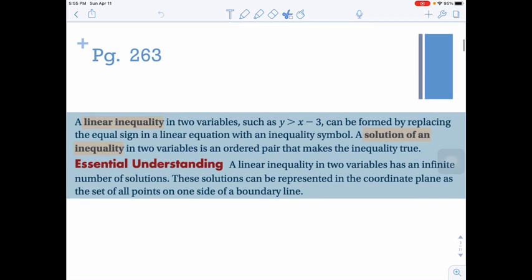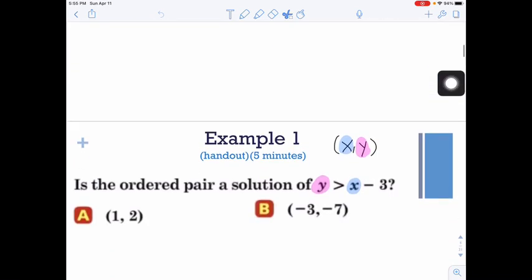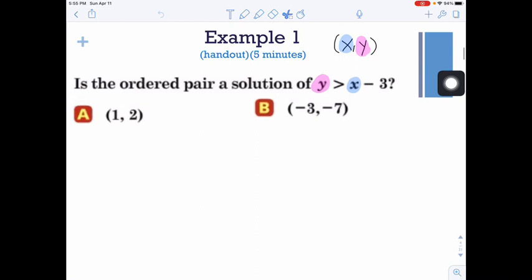On page 263, we have a linear inequality in two variables, such as y is greater than x minus 3, can be formed by replacing the equal sign in a linear equation with an inequality symbol. A solution of an inequality in two variables is an ordered pair that makes the inequality true. A linear inequality in two variables has an infinite number of solutions. These solutions can be represented in the coordinate plane as the set of all points on one side of a boundary line. Example 1 says, is the ordered pair a solution of y is greater than x minus 3?